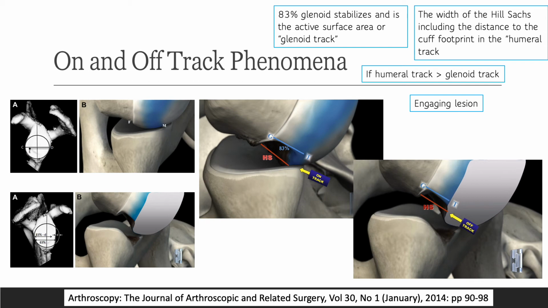So if the glenoid track, which is 83% of whatever the residual glenoid diameter is, is less than the humeral track, so the width of the Hill-Sachs lesion is more than 83% of the width of the glenoid, then you are likely to have an engaging lesion and you are leading to a more aggressive surgical plan.